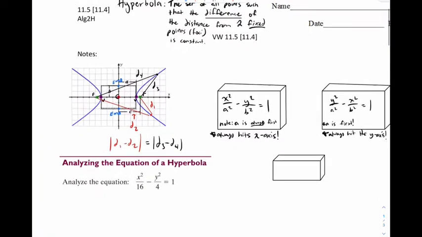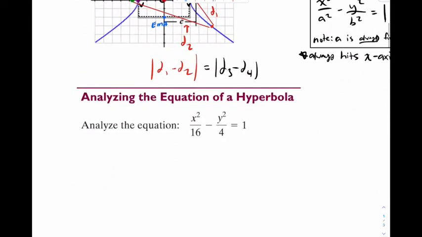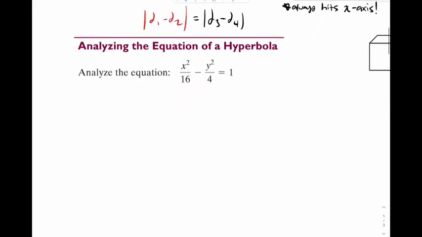So now let's try to do an equation here. It says analyze the equation x squared over 16 minus y squared over 4 equals 1. Let's do what we always do, info box.